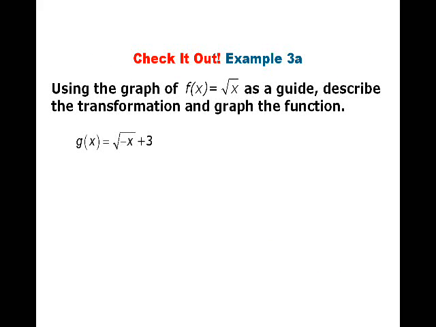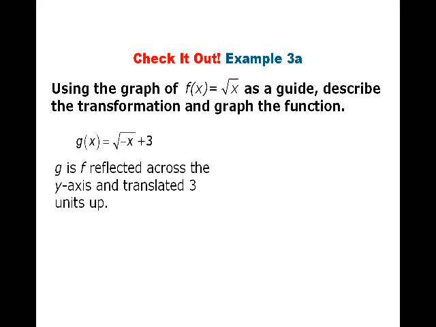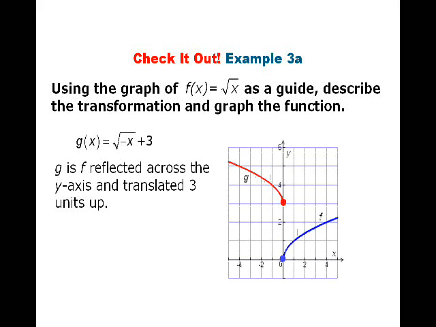Here's another one, the square root of negative x, then plus 3. So the negative sign in front of the x tells us we're reflecting it across the y-axis, and the plus 3 tells us we've moved it 3 units up. So again, in blue we have our parent function, but in red we have our transformed function where it's been reflected and translated up.